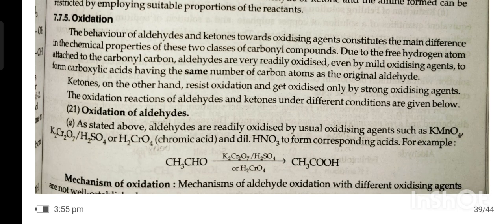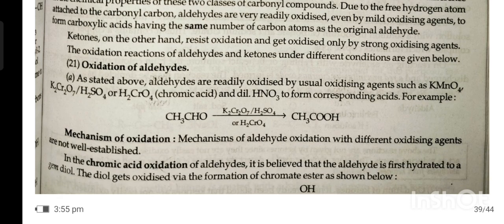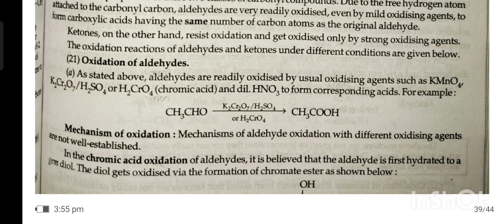Oxidation of aldehydes. As stated above, aldehydes are readily oxidized by usual oxidizing agents such as KMnO4, K2Cr2O7 in the presence of H2SO4, H2CrO4 (chromic acid) and dilute HNO3 to form the corresponding acid. For example, ethanal in the presence of K2Cr2O7 and H2SO4 gives a carboxylic acid, that is, ethanoic acid.